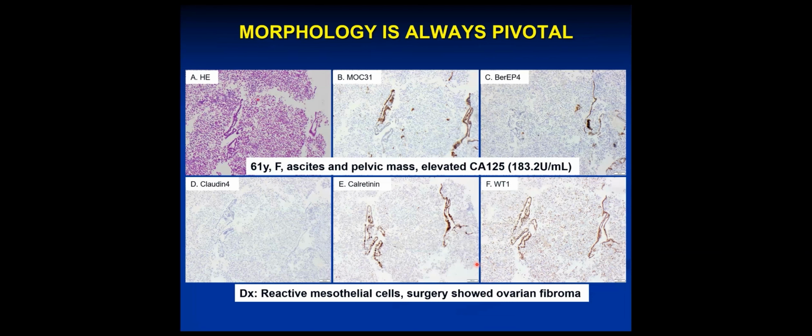This is an example of a pelvic washing. Obviously, it's mesothelial cells, and you can see the cross-reaction of the mesothelial cells with MOC31 and BER-EP4, and they are also positive for keratin and WT1. Among the epithelial markers, claudin-4 is quite specific for epithelial cells.